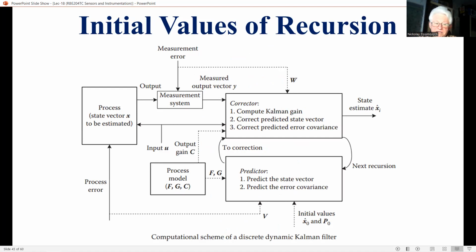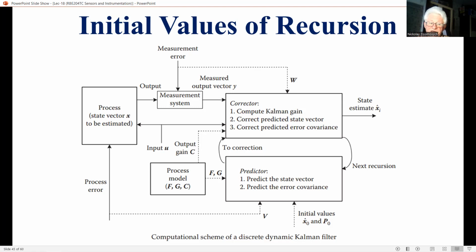The initial values x naught hat and P naught of the estimated state vector and the error covariance matrix are needed to begin the Kalman filter recursion. These are chosen using prior information and intuition. In particular, we use P naught equal to B. The initial estimate x naught hat is typically the initial value x of 0 of the state vector, which should be known. Observe the prediction and correction stages of this dynamic filter.